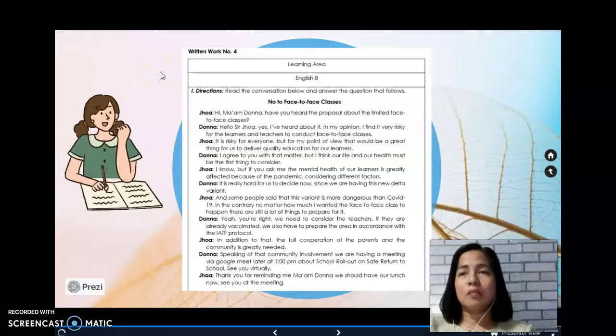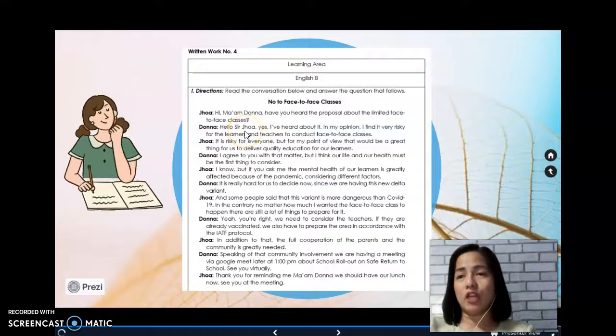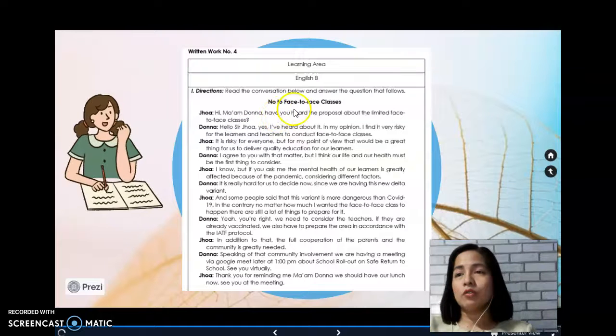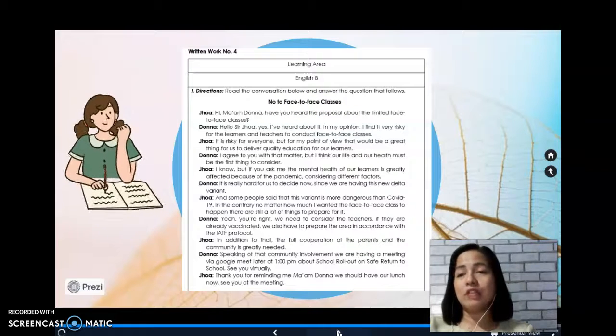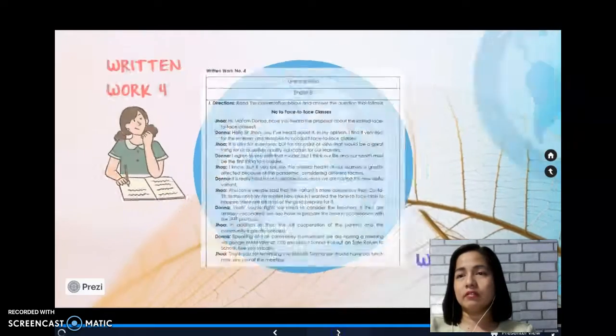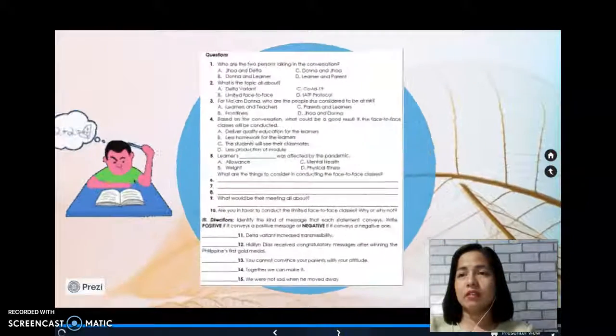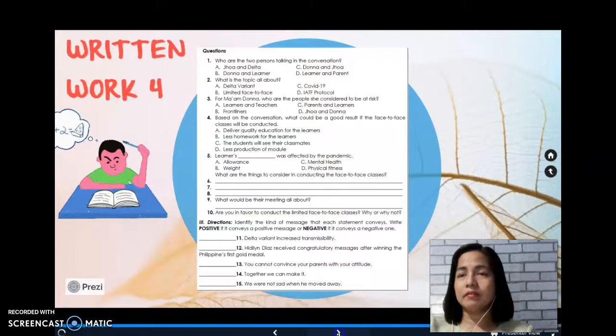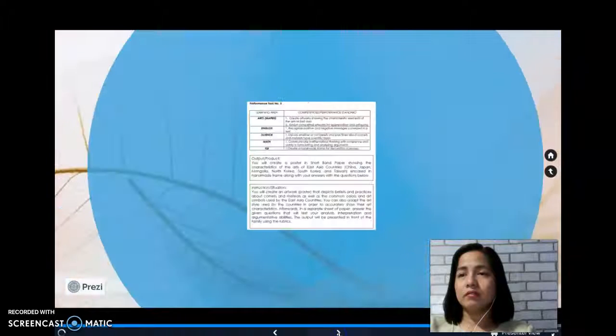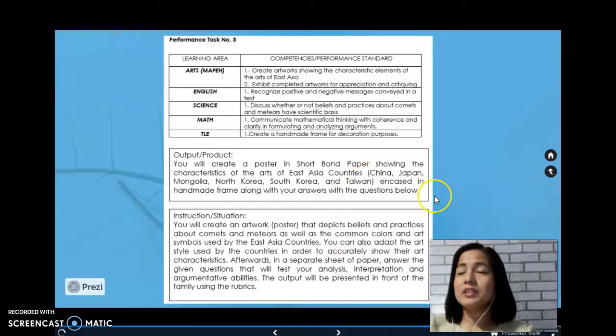After that, please answer written work number 4. There is a dialogue or conversation between Joanna and Donna for no face-to-face classes. Afterwards, there are 15 items or questions following after reading the dialogue. Followed by your performance task number 3.